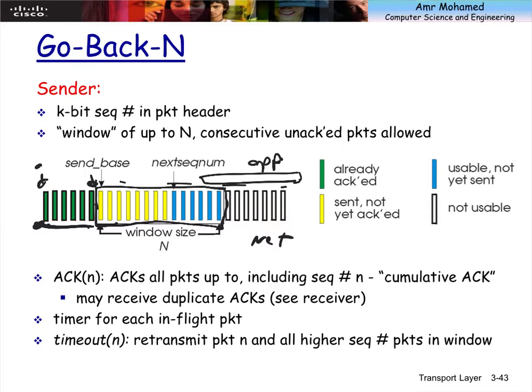parts of the segments. The yellow ones are the segments that I sent, okay, but I did not receive the acknowledgement for them yet. But I don't have to wait, right? I can keep sending. So these blue ones are the segments that are available inside the window, which means I can send, but I did not send yet, and therefore, of course, I did not receive any acknowledgement. Okay? But I can send, I don't have to wait.